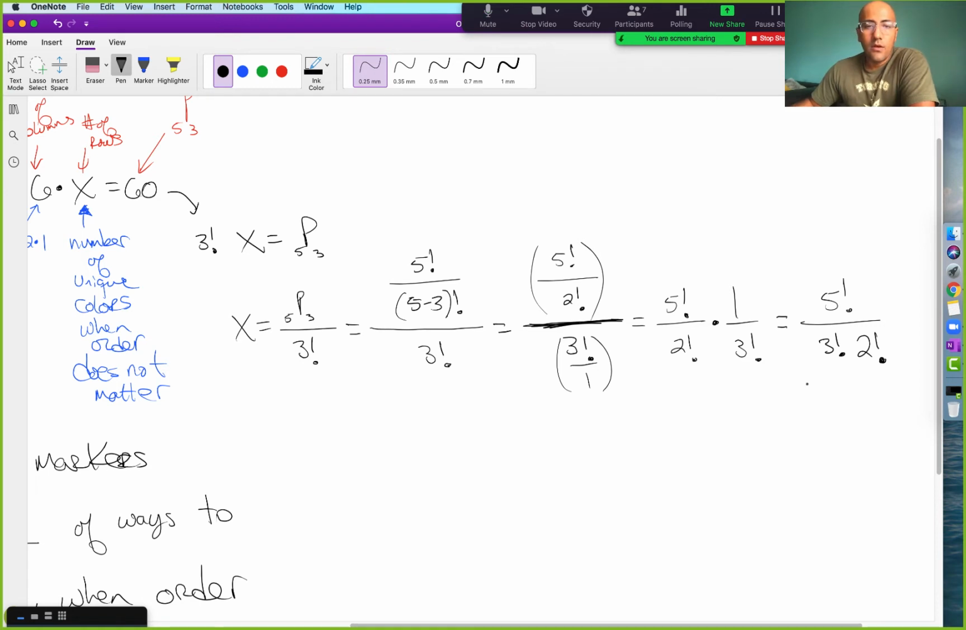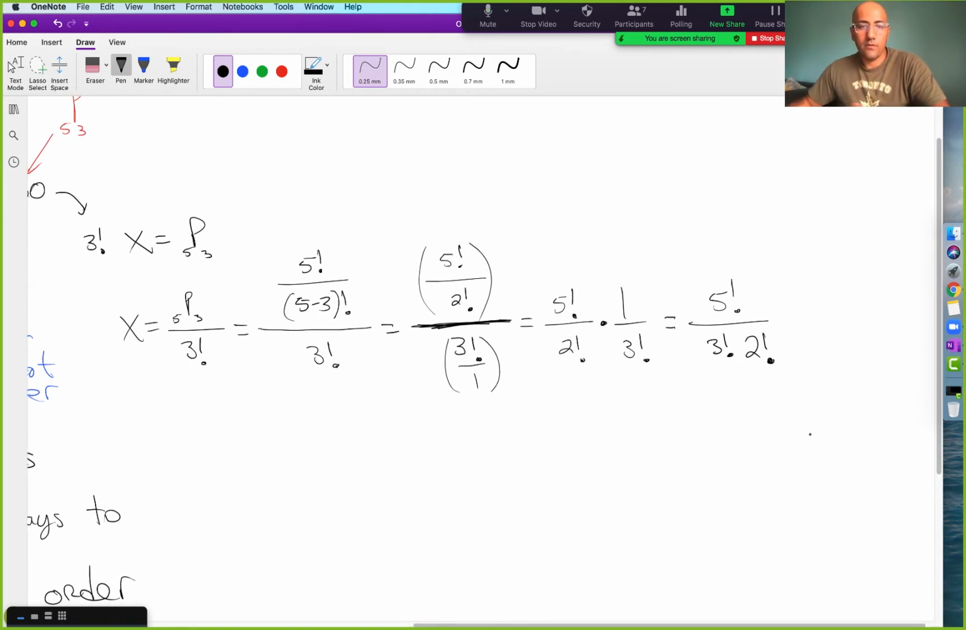Well, this part right here is exactly the result of that. So we can rewrite it all as 5 factorial over 3 factorial times (5 minus 3) factorial, just the way it was before. And we've arrived at the formula for combinations. This is going to be the formula for combinations.